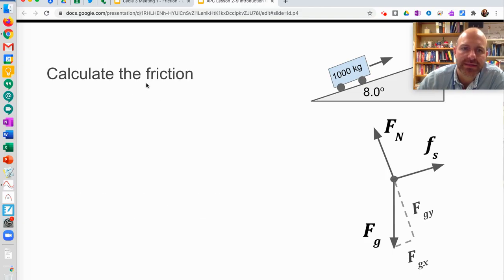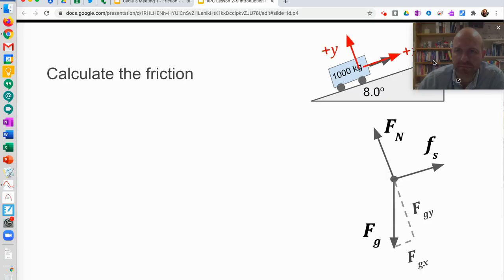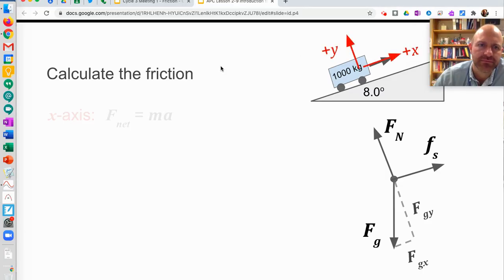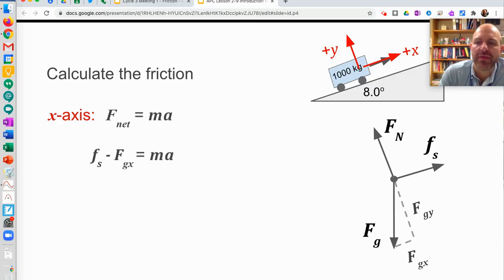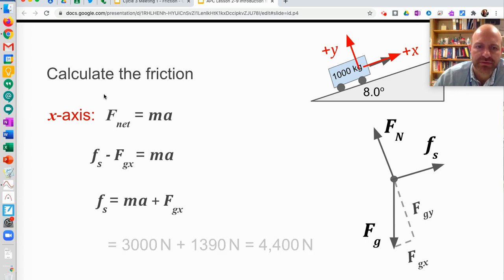We can calculate the net force in the x direction. Net force equals ma. And then we can figure out that the static friction is in the positive direction and FGX is in the negative. We can solve for static frictional force, and we end up with about 4,400 newtons. Notice that I didn't use a coefficient of friction because we are not necessarily at Fs max.